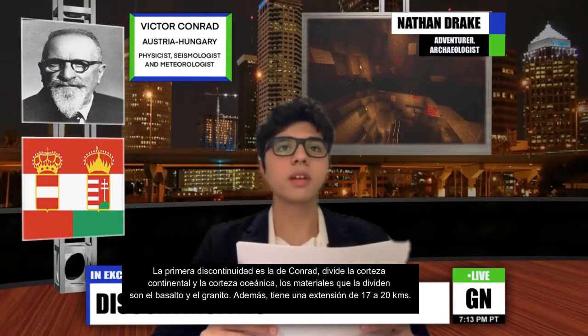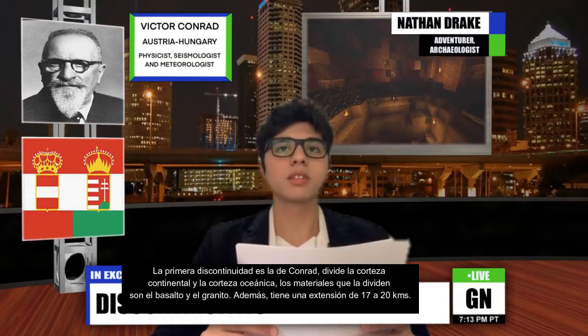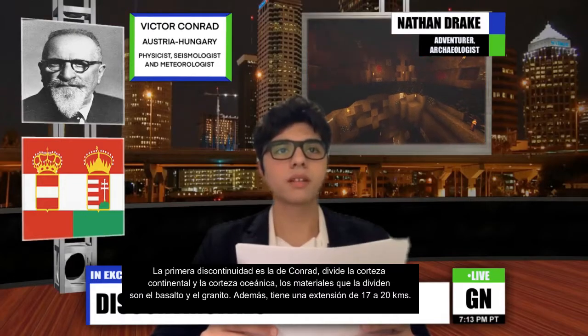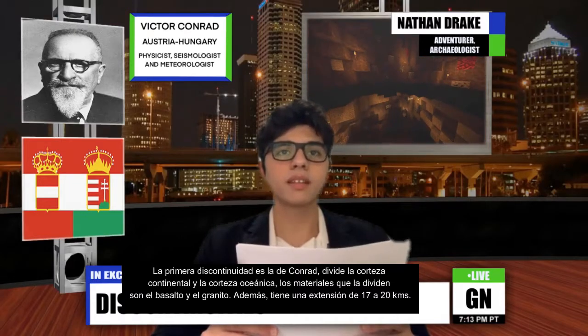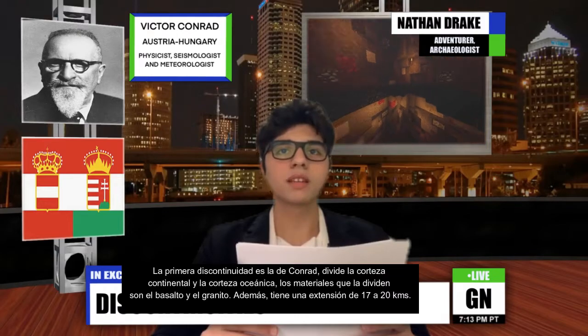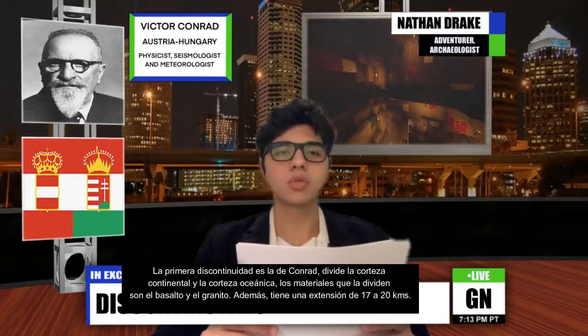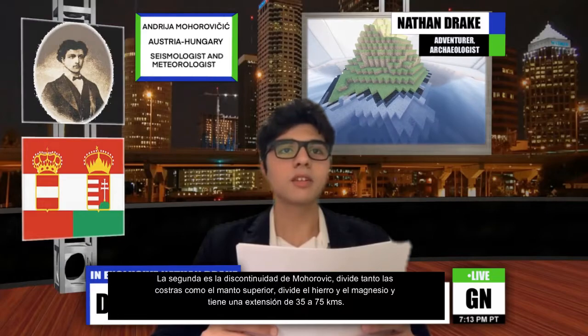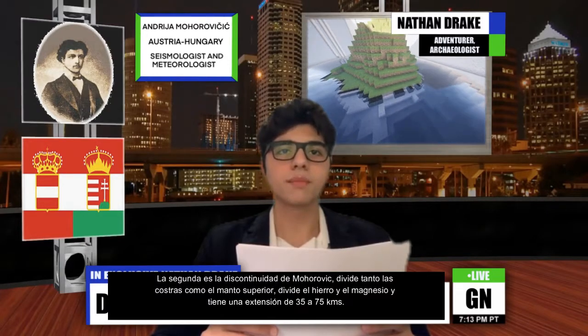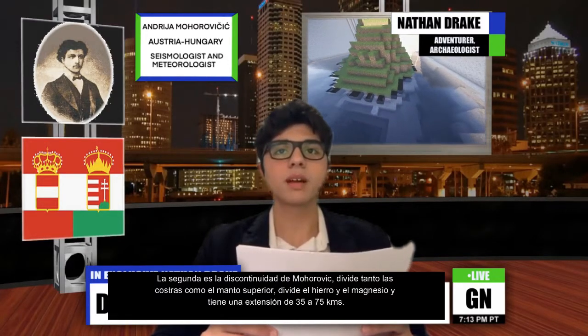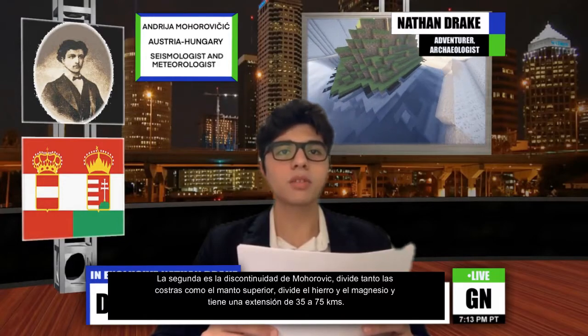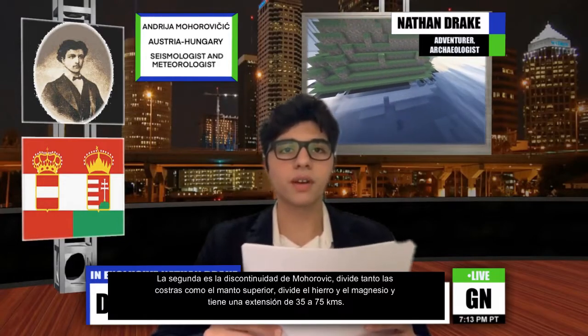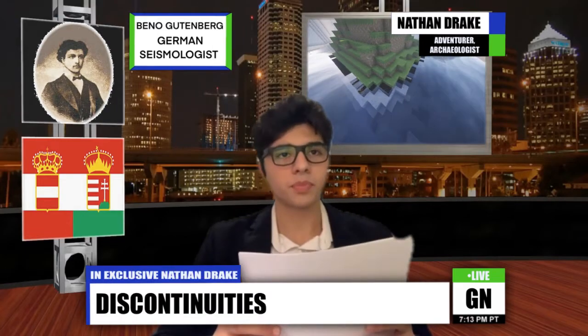The first discontinuity is Conrad. It divides the continental crust and the oceanic crust. The materials that divide are basalt and granite. Also, it has an extension of 17 to 20 kilometers. The second one is Mohorovicic discontinuity. It divides both crusts and the upper mantle, divides iron and magnesium, and has an extension of 35 to 75 kilometers.